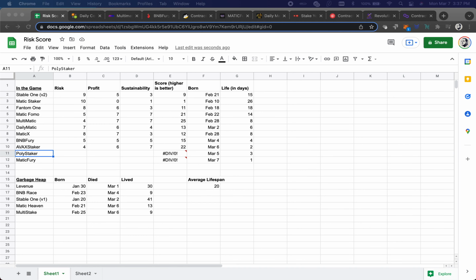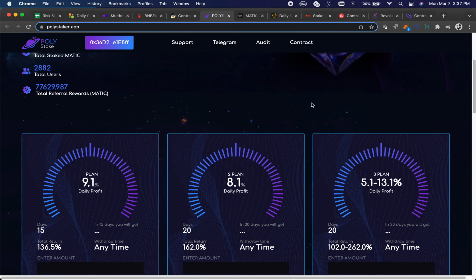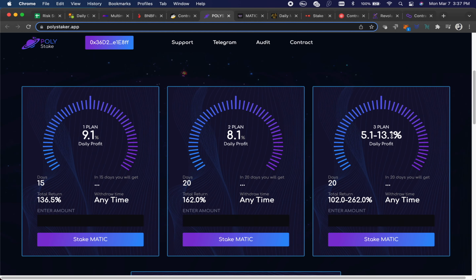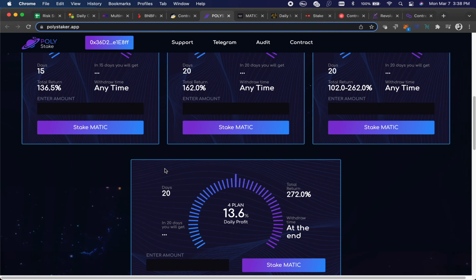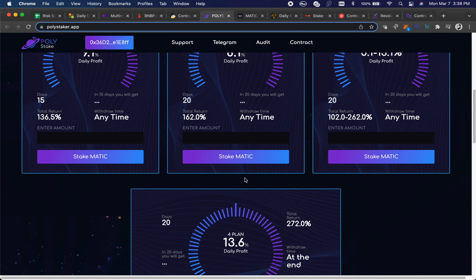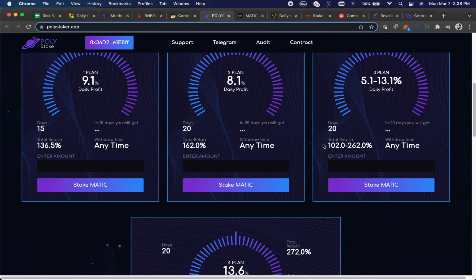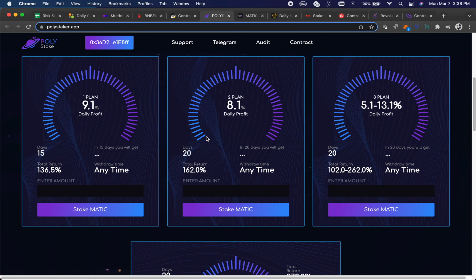Polystaker. You know, this one's really grown on me. I still dislike plan number 3, where you basically take a gamble about what your return is going to be. Some people do. I like to know when I stake something in here what I'm going to get back, instead of putting in an amount and hoping for the best. I don't know why you would do this. It's really up to you, but I'm not a fan of this plan. The other ones seem okay.